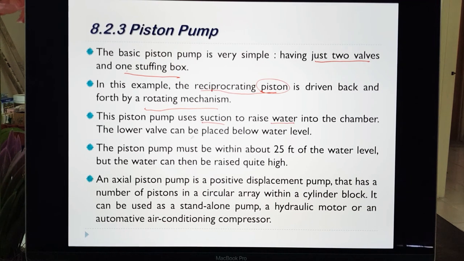This piston pump uses suction to raise water into the chamber. The lower valve can be placed below the water level. The piston pump must be within 25 feet of the water level, but the water can then be raised quite high. An axial piston pump is a positive displacement pump that has a number of pistons in a circular array within a cylinder block. It can be used as a standalone pump, a hydraulic motor, or an automatic air conditioning compressor.